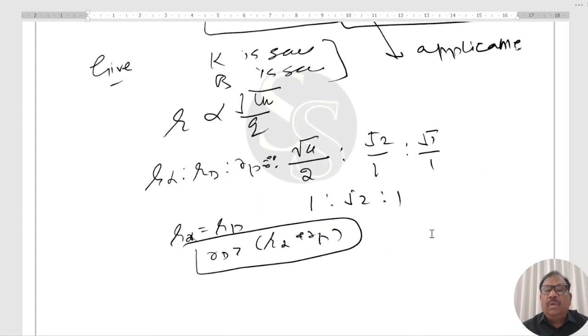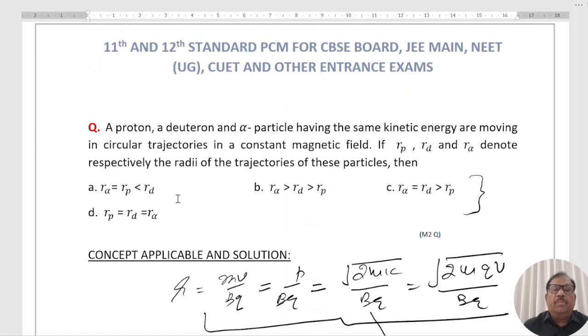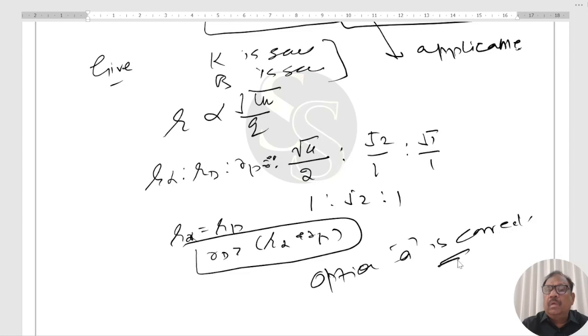R proton equals R alpha. This is correct, and R deuteron is greater than that. A option is the correct option. Option A is correct. Right? Next question.